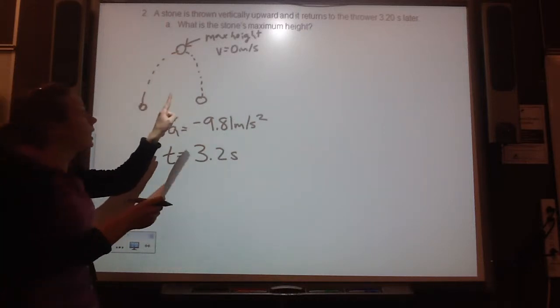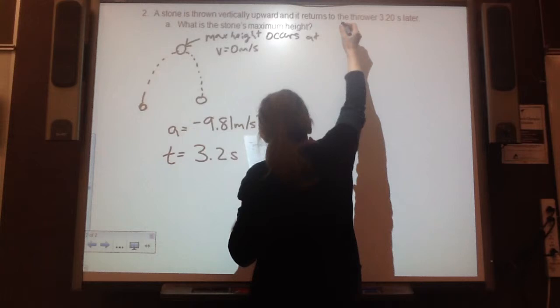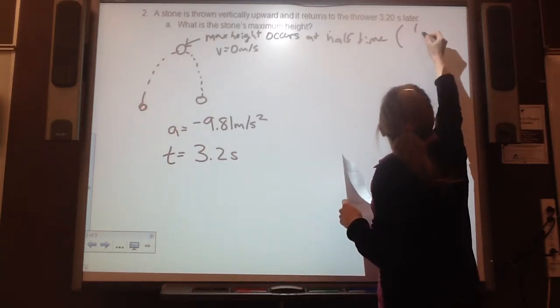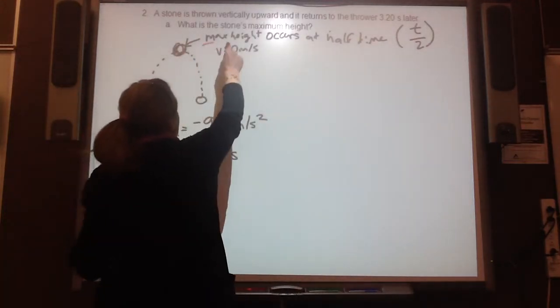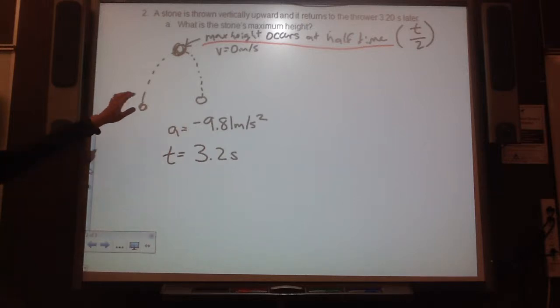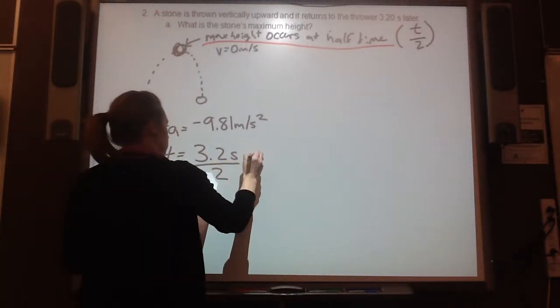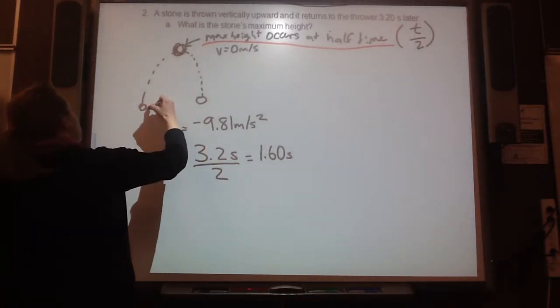An assumption we can make is our max height occurs at half time. Okay, so you go t divided by 2 for this spot. This is a very important assumption that you need to make sure you've written down and that you know. Since we're looking at our max height at this spot, I'm going to divide my t by 2. So the time I need to use is 1.6 seconds. I'm only looking from here to here.